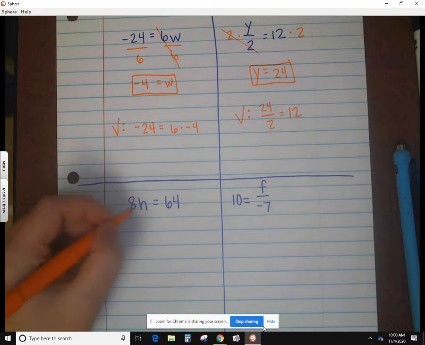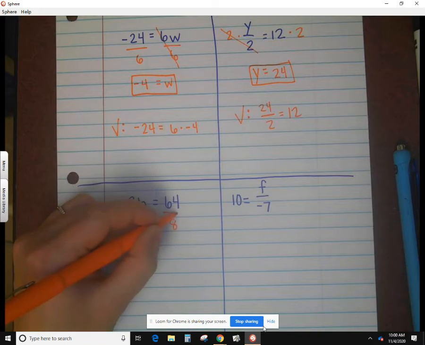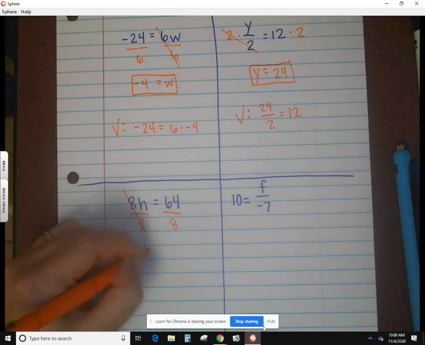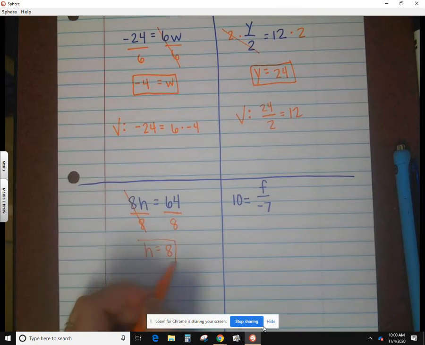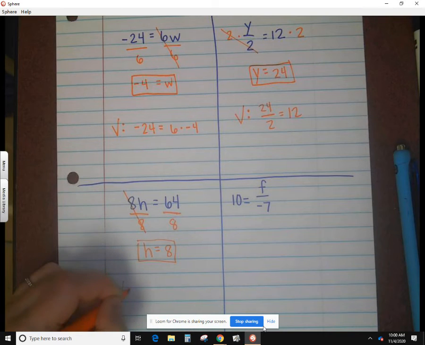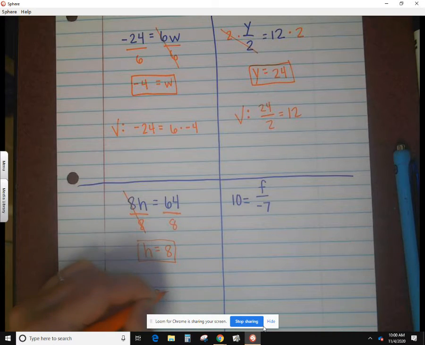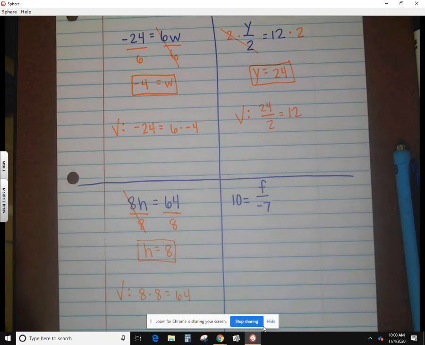On this next one, we have multiplication. So we want to get rid of that by dividing by 8. That's going to cancel out, leaving just h. And 64 divided by 8 is 8. When we check that, 8 times h was 64, so we're going to do 8 times 8 is 64. And that's true. You want to double check.